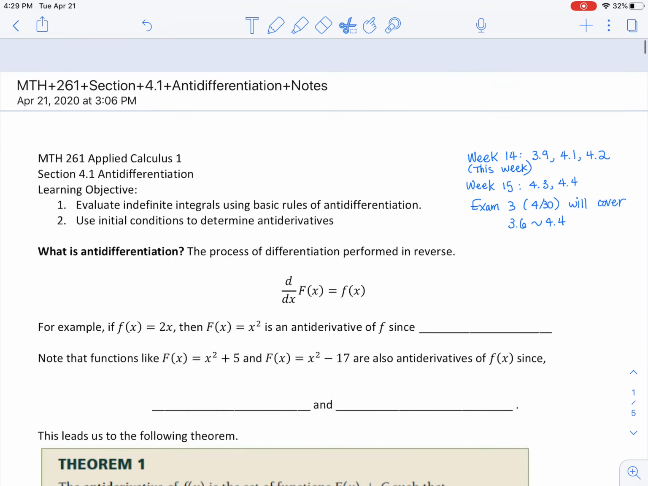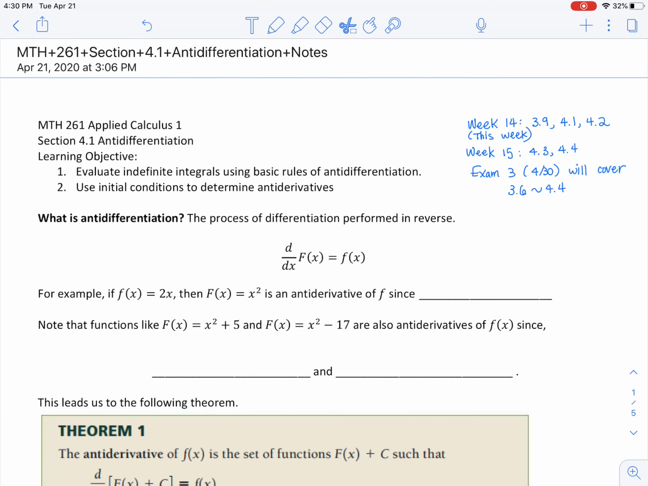So I'm going to go ahead and do about half of this section, 4.1 today with you. And I will come back and do the second half, the initial points problem, initial conditions problems on Thursday, okay?